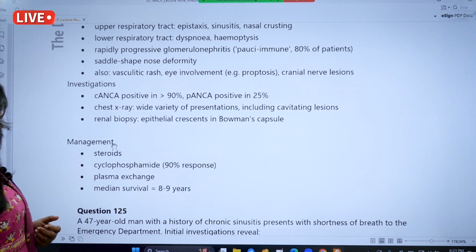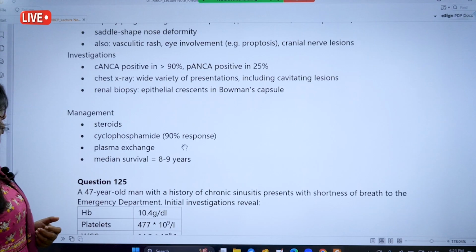Treatment is basically in the form of steroids, cyclophosphamide, and plasma exchange. Prognosis is quite bad. Median survival is only 8 to 9 years.